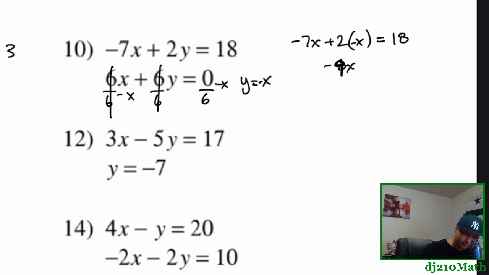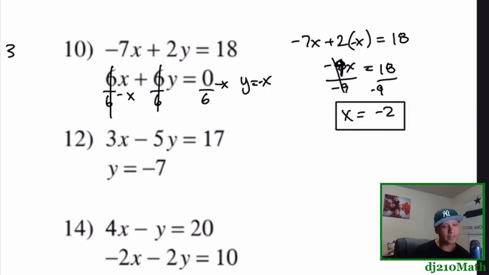So negative 7x minus 2x is negative 9x, which is equal to 18. Divide both sides by negative 9. Why did I put 19? Cancels on the left. x is equal to negative 2.